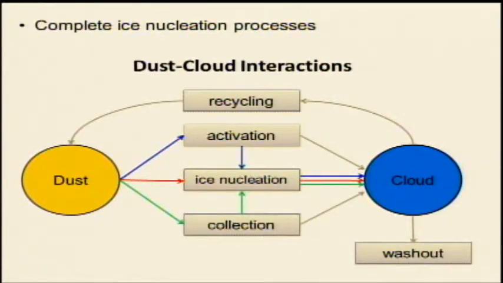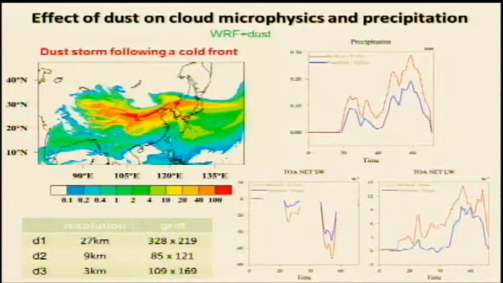We also consider recycling. So the dust collected into cloud drops and raindrops will be released back into the atmosphere when they evaporate. Of course, if they are not evaporated, they'll come down as precipitation to the surface.